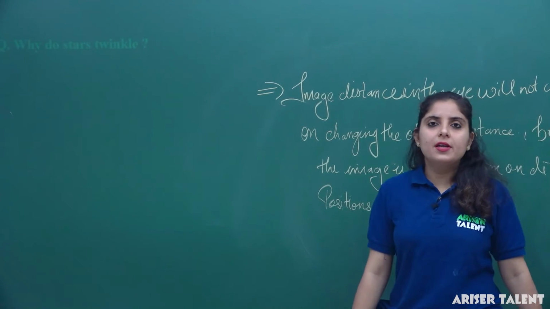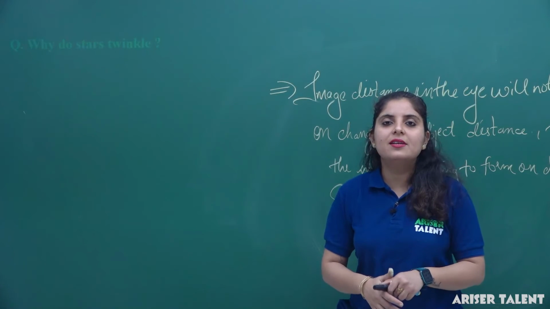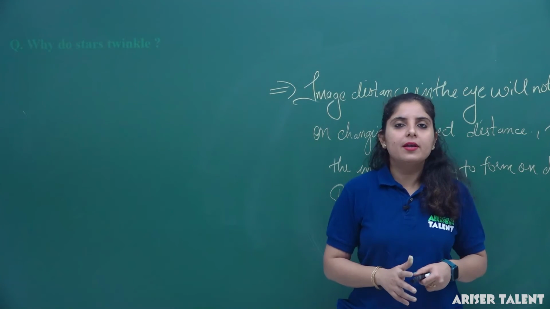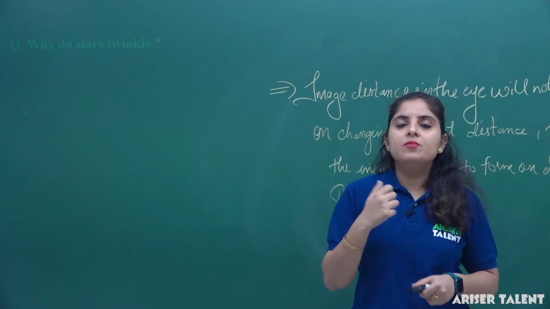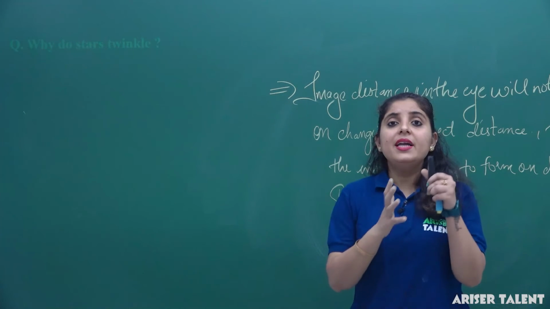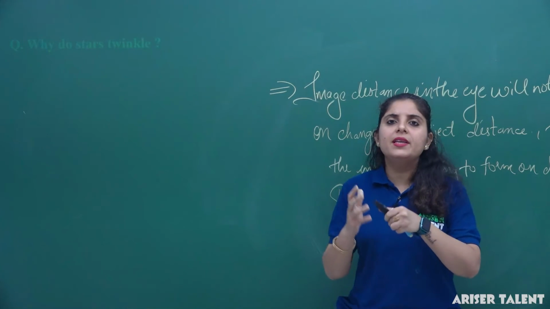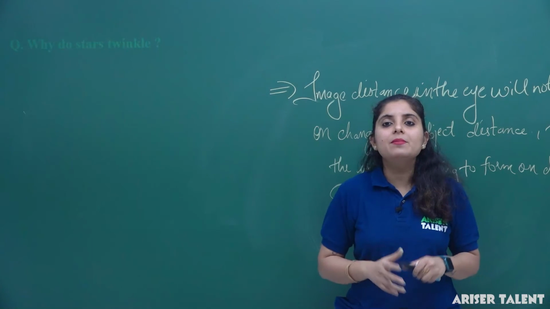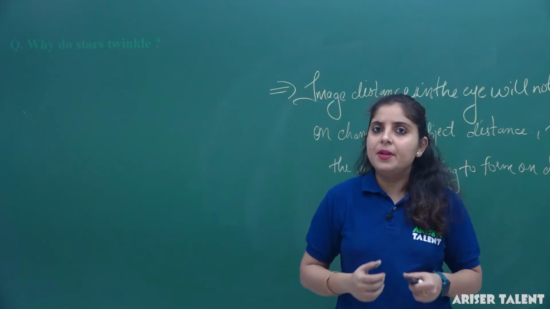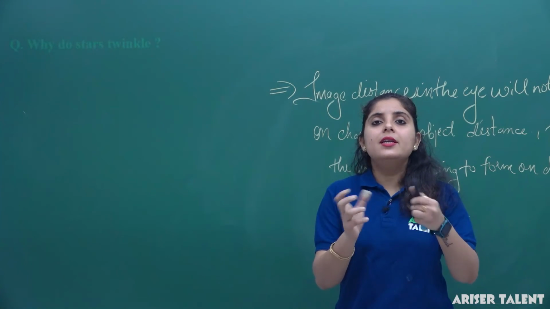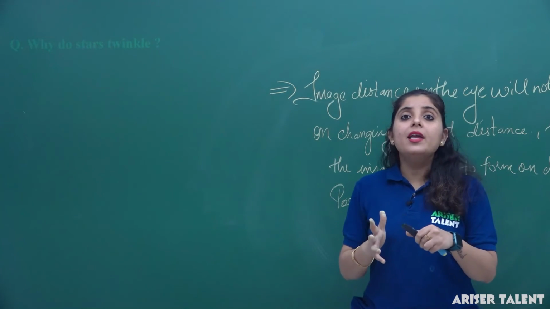Why do stars twinkle? This is again a very simple thing that we have discussed in our video lectures. Actually, whenever the starlight reaches the Earth's surface, it has to pass through media of various refractive indexes. So sometimes the stars appear brighter, and sometimes they appear fainter. This dimming and fainter appearance of the stars is known as the twinkling of the stars.